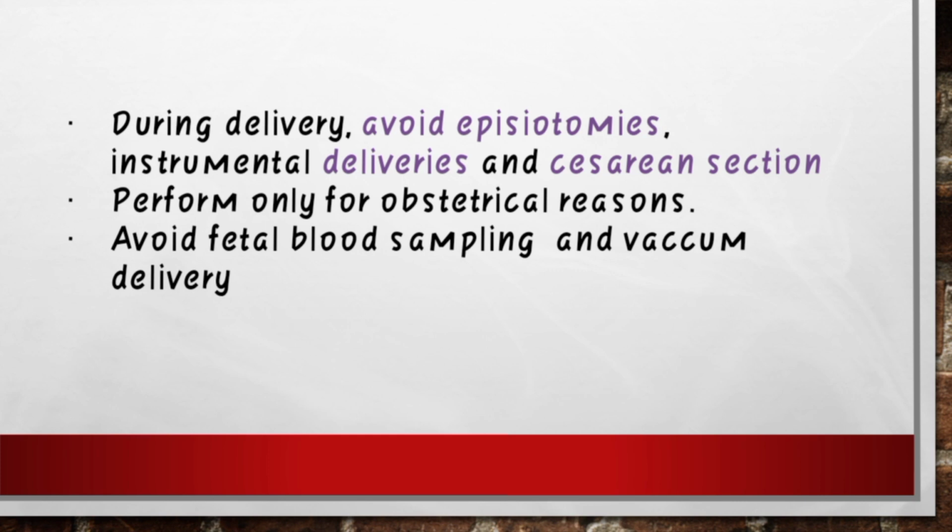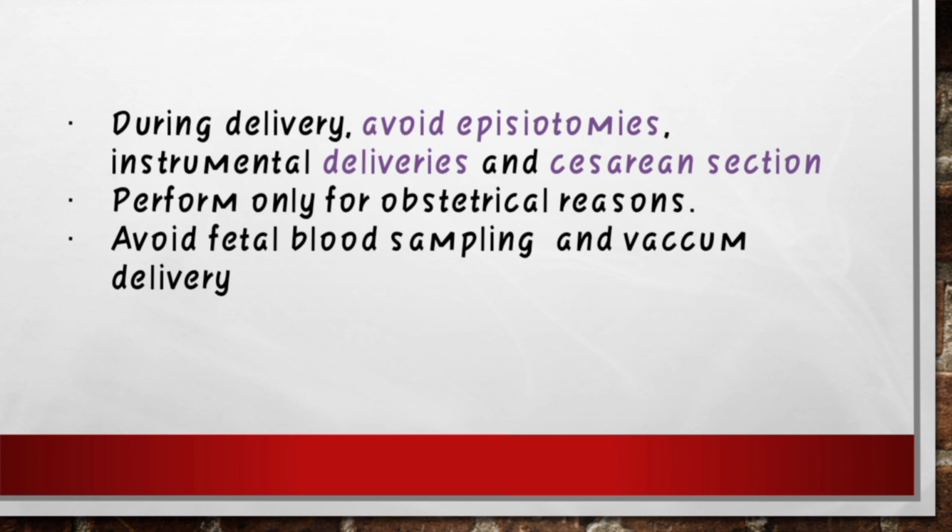And during the time of delivery, we have to avoid episiotomy, instrumental delivery, and cesarean section. So these three things we have to avoid if the mother has von Willebrand's disease. This is similar in the case of hemophilia also. We have to avoid all these things and perform them only for obstetrical reasons, only in case of emergencies. Otherwise, there is a chance of increased bleeding.